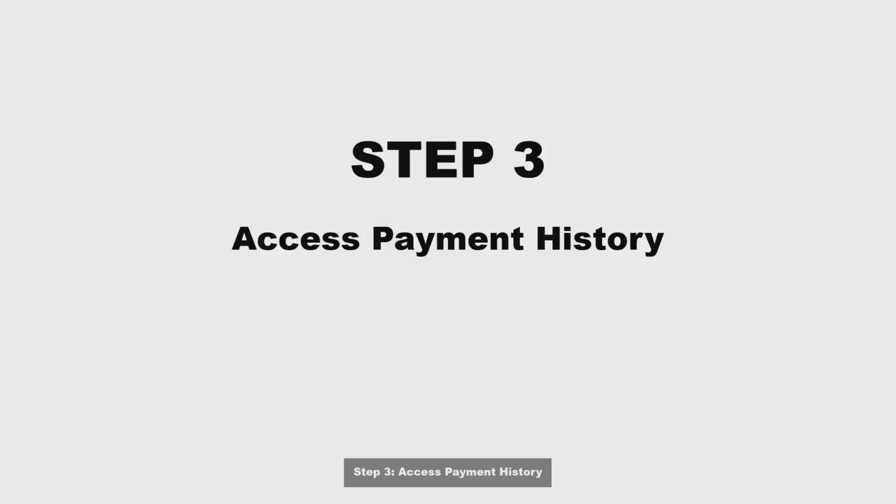Step 3. Access payment history. Scroll down and select the Activity tab to view your recent transactions. This will help you identify any recurring payments that you wish to cancel.